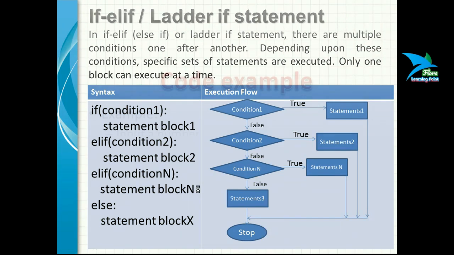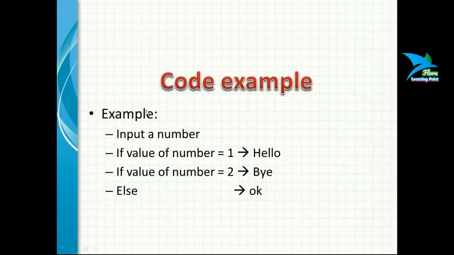So let's start with an example. It's a very simple example. In this example, we'll get a number as input from the user. If the value of that number is 1, then I want to print hello. If the value of that number is 2, then print bye, or in any other case it should print OK.